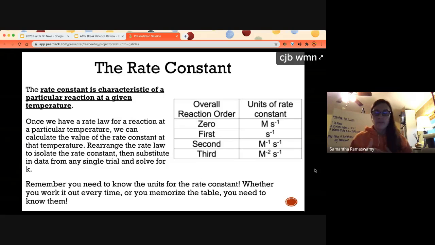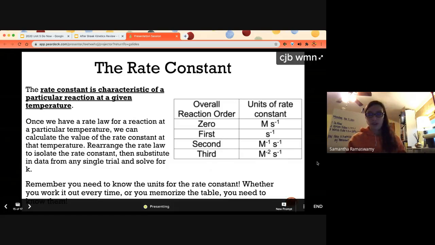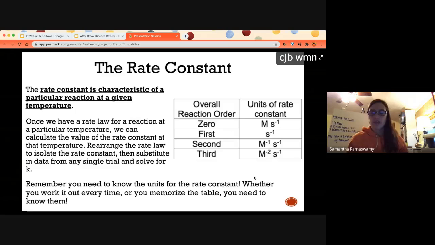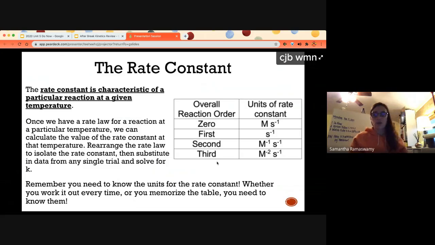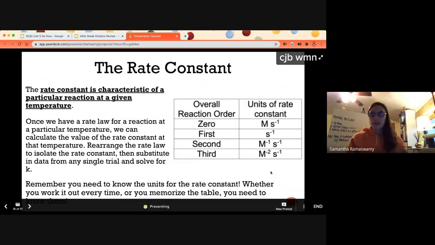Now, you need to make sure that you know the units. Whether you want to plug in your units and work it out every time, or you want to just memorize this table, that's up to you, but you need to make sure that you know units. Notice that the units for the rate constant are based on the overall reaction order, whether it's first order overall or second order overall, because you're plugging in molar per second for rate and molarity for concentration. So it's based on how many reactants you have.